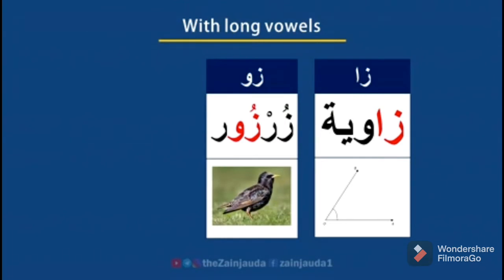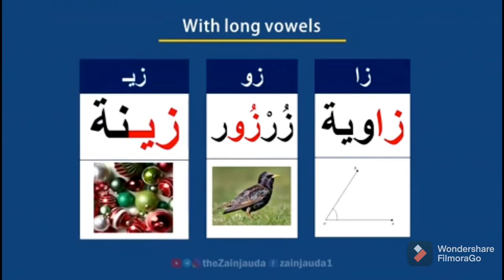Zurzur. Please notice that the first Zay is with the haraka Dhamma, and the second Zay is followed by the long vowel waw. So notice the difference in pronunciation: Zur, zur, the short and long vowels. And with the ya we have zina.